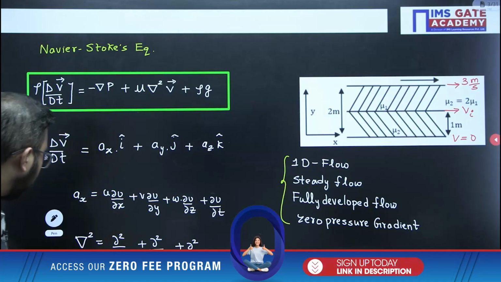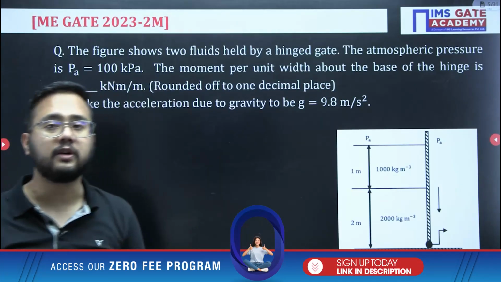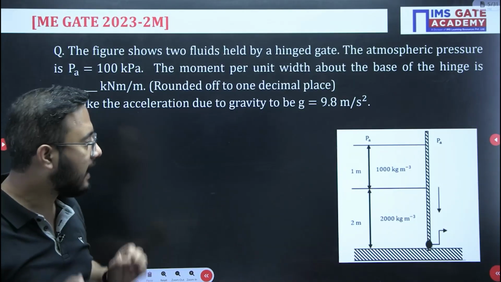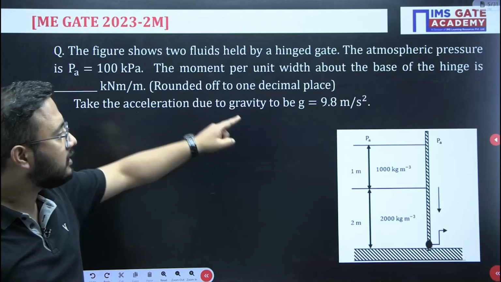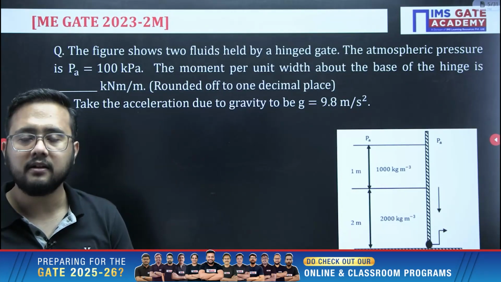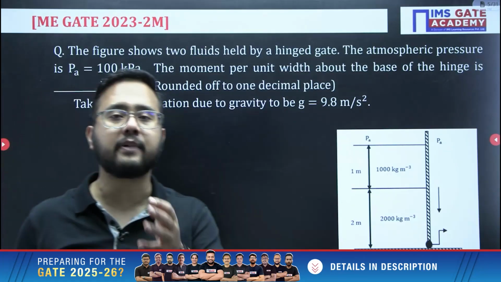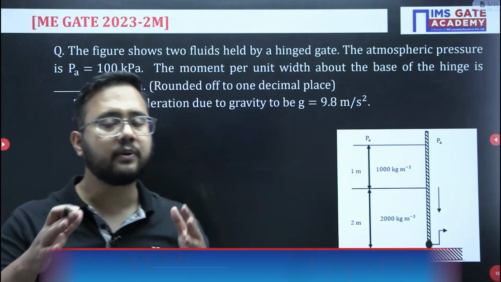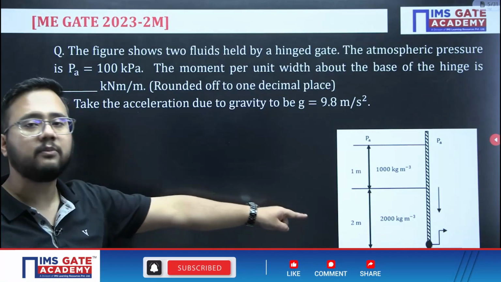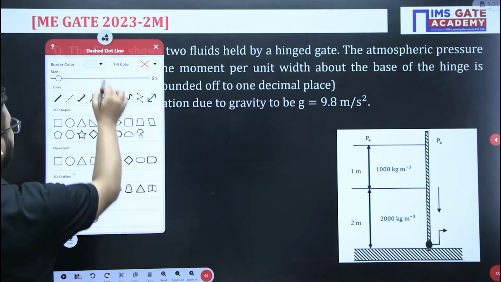Right. Now, moving to the next problem. The next problem is again from Mechanical GATE 2023, related to the fluid statics chapter. In this particular question, they are asking for the moment per unit width about the base, that is this hinge. About this hinge we have to calculate the moment value. Now in such cases we always prefer the pressure diagram. We have to create the pressure diagram, and through the pressure diagram we will get the forces, and then we can easily calculate the moment about that particular hinge. So let us first draw the pressure diagram here itself.